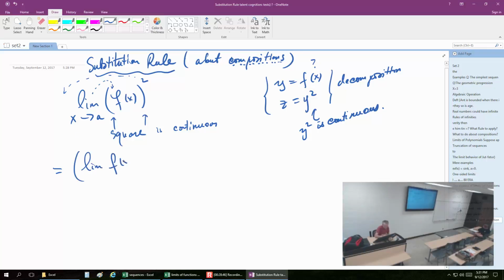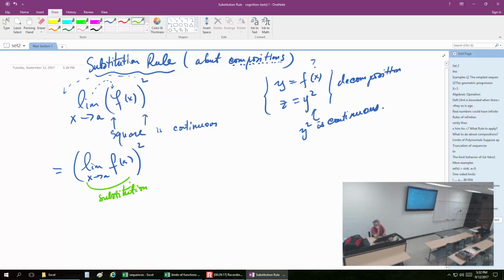Limit of f of x, squared. Okay, so in the first line, if we read it carefully, we start with function f, then it is squared, and then we take the limit. Turns out we can interchange the order of operations, and now as you can see, f is followed by the limit, and then it is squared. But what literally happens is this is a substitution.